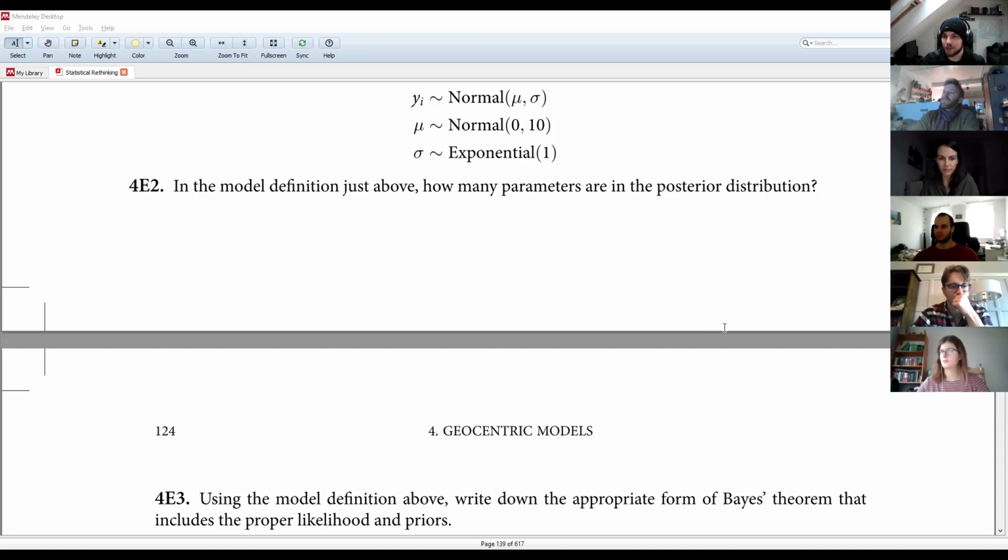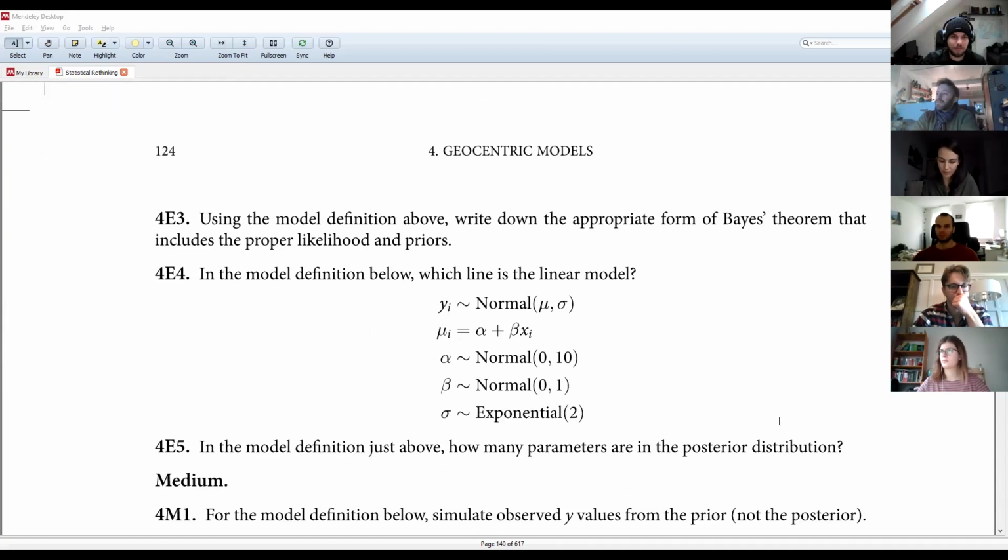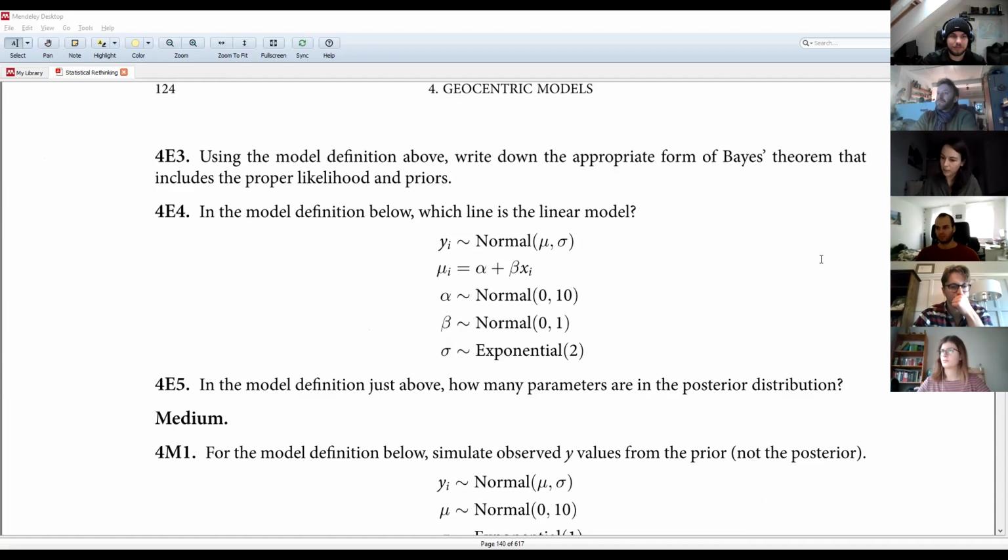Cool. Okay, so I need some help with the third one. I left it out. Using the model definition above, write down the appropriate form of Bayes' theorem that includes the proper likelihood and priors. That one, I will admit, I'm just going to flip to this.